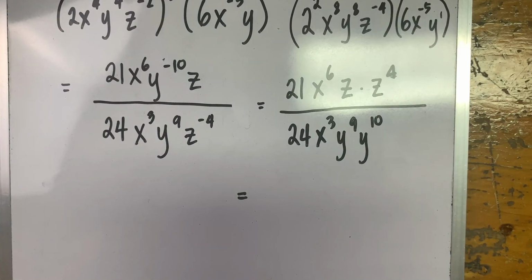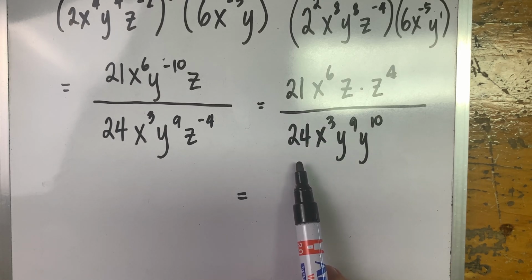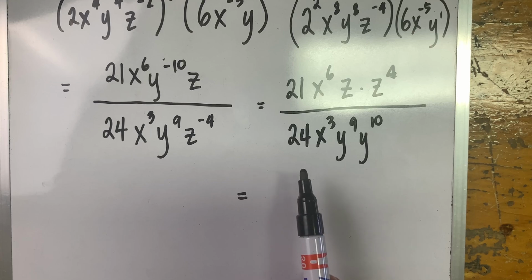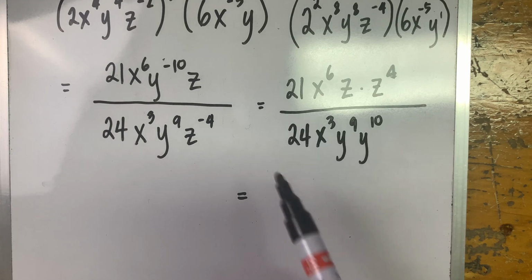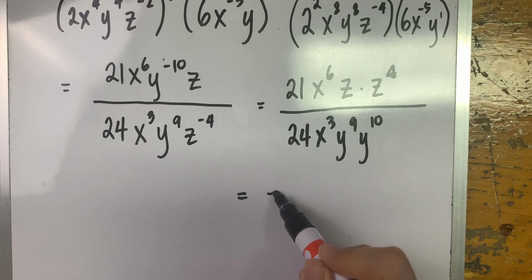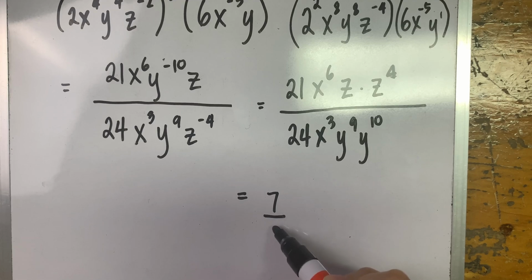Okay. i-reduce natin yung numerical coefficient. So, 21 over 24. So, what number can we divide both? So, we can divide it both by 3. So, divide natin siya by 3. We'll have 7 over 8.